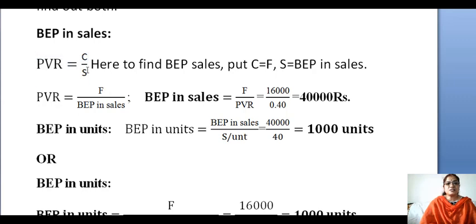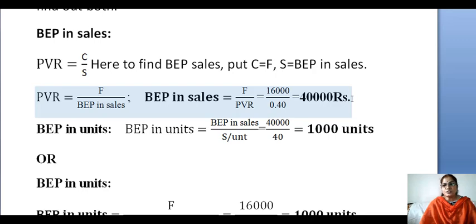If this is not BEP sales, any other sales value, then C should be taken P plus F, because any other sales value will have either profit or loss. Only BEP sales will not have any profit or loss. So that is why it should be carefully used. PVR is equal to F in the numerator and BEP in sales in the denominator. I have the F value, substitute PVR, we get BEP in sales 40,000.